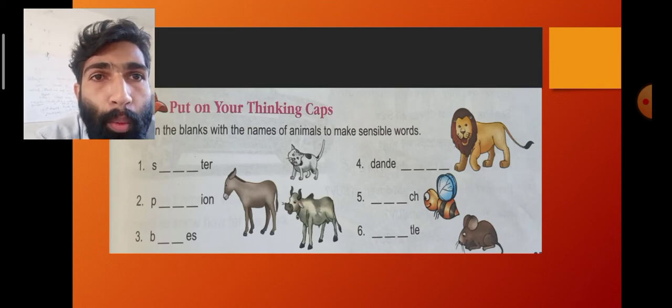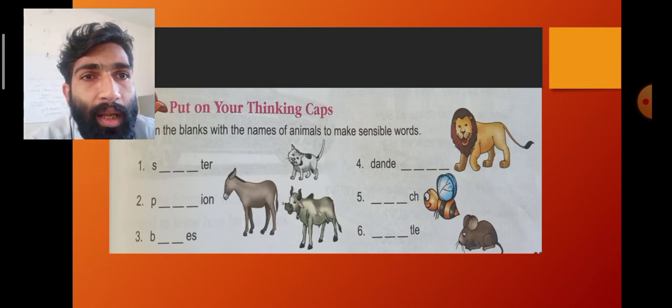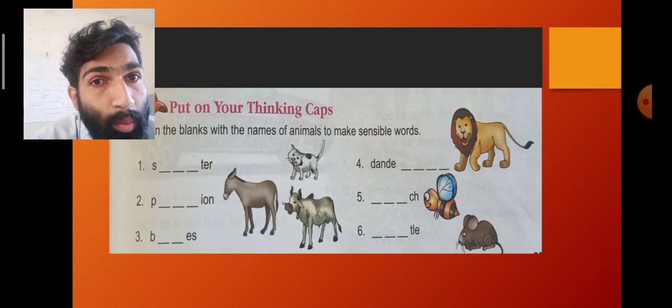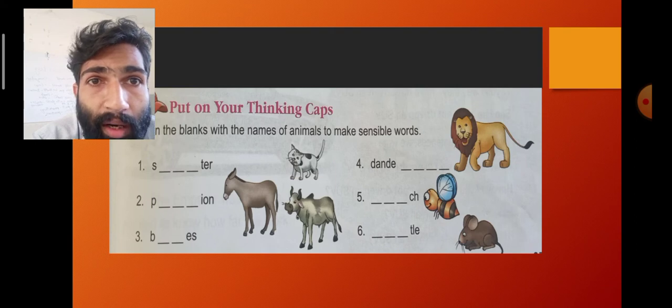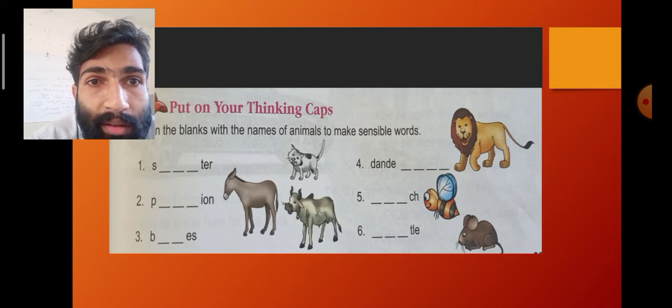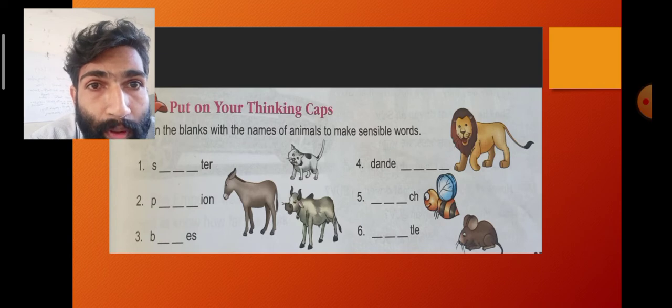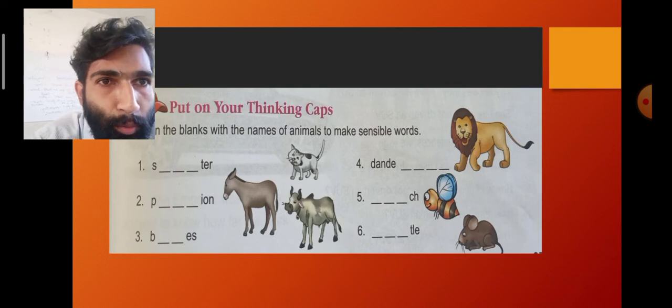Then next, put on your thinking caps. Fill in the blanks with the names of animals to make sensible words. Blank S blank blank blank ter. What is this? Cat. So scatter. Next, P blank blank blank ion. What is this? Donkey? No, three letters. Another name we can call is ass. So passion. Then next, what is this? Ox. So boxes. Then next, lion. You know that. So dandelion.